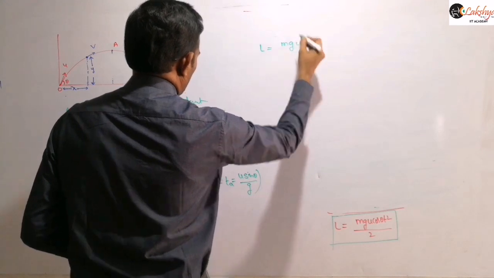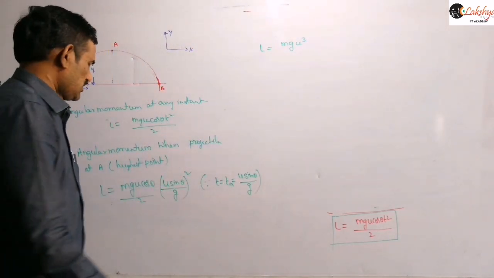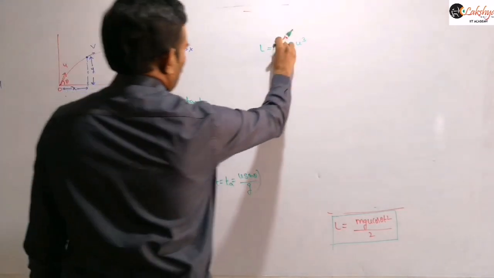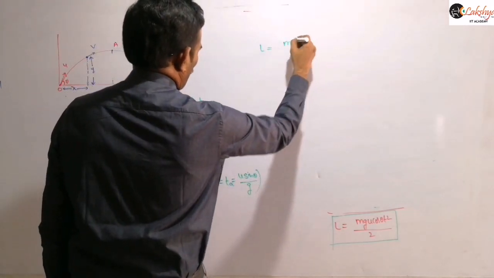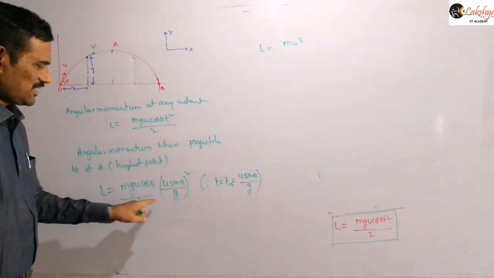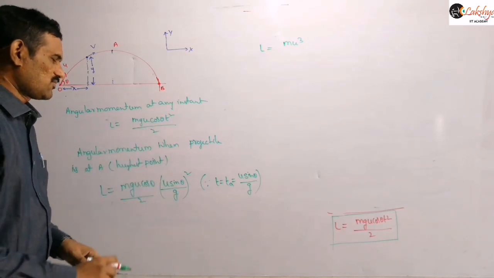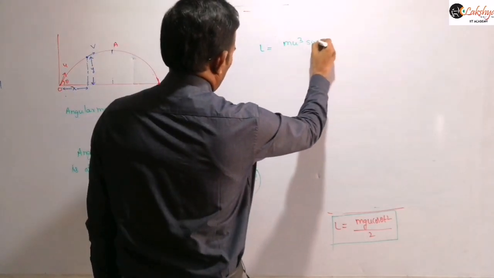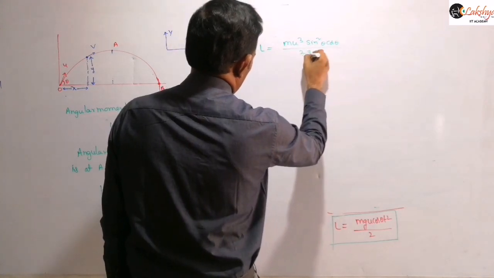mg into u cube. Here already u is there, and here u square you will get, and one g will be cancelled. So I am writing this final answer here: m u cube. In the numerator g will be there, and in the denominator g square, so the g in the numerator will be cancelled and the denominator will get 2g. And so I can write this as sin square theta into cos theta by 2g.